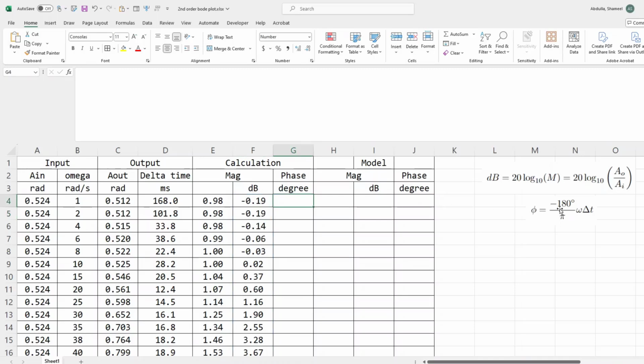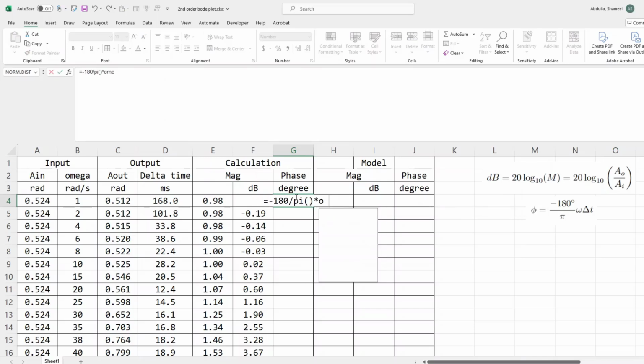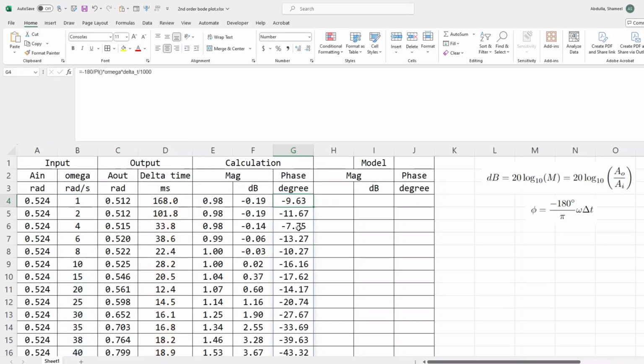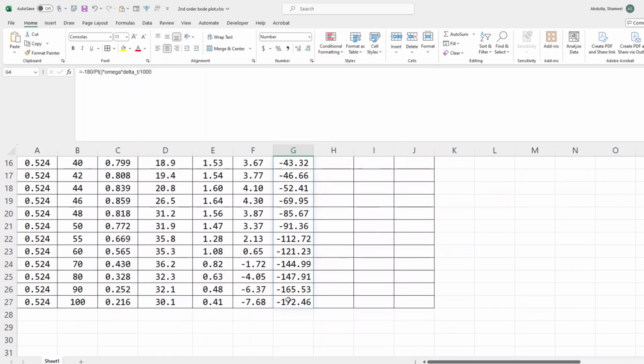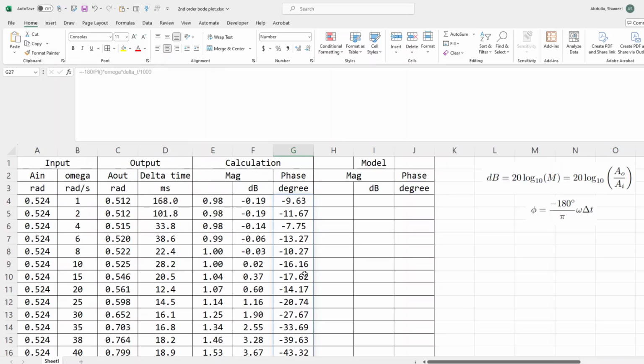For the phase, here is the equation that you need to use to estimate the phase given the delta t. This is going to be equal to minus 180 divided by pi times omega times delta t. Now remember delta t is in milliseconds, so you need to divide this by 1,000 to bring it back to seconds. Here you can see it starts off close to -0 and then goes all the way down to -180. This is what you expect from a second order system.